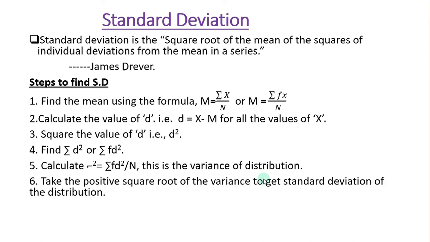Then take the positive square root of the variance to get the standard deviation of the distribution. So we have to find the square root. That is, sigma is equal to square root of summation fd square by n. This is the formula we have to use to calculate standard deviation.